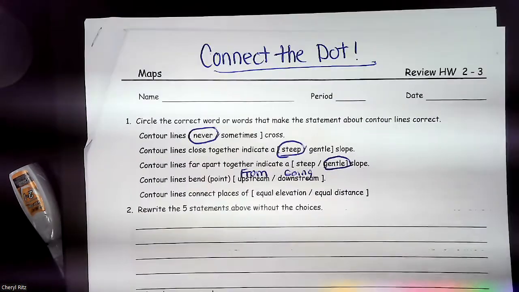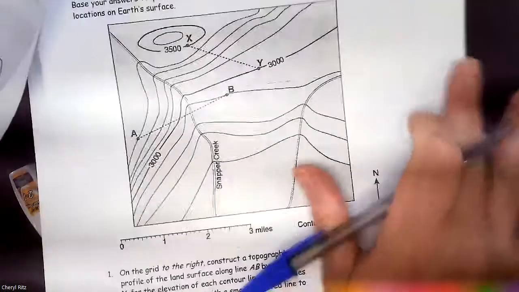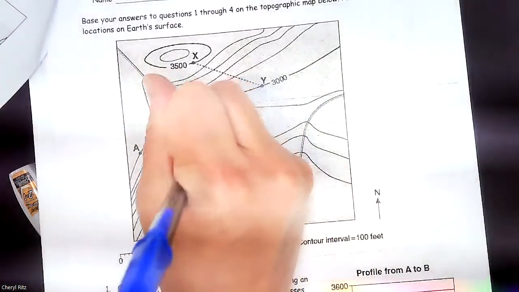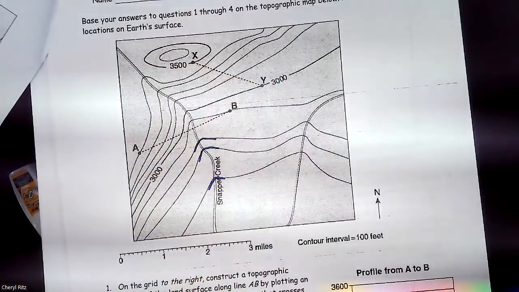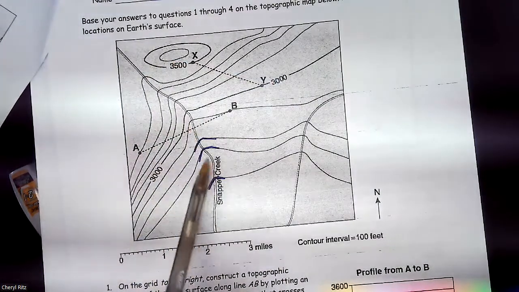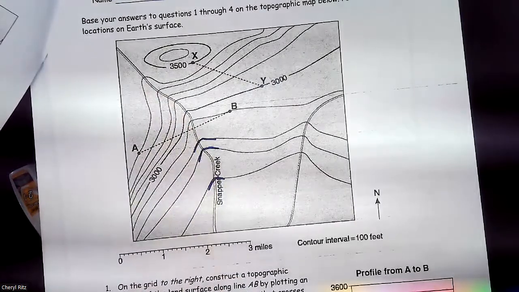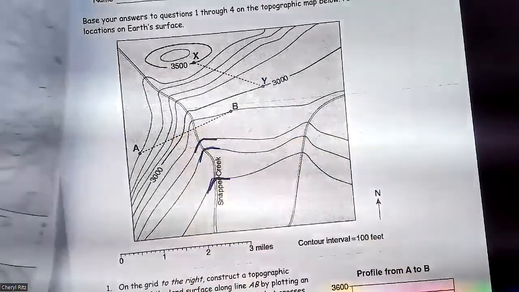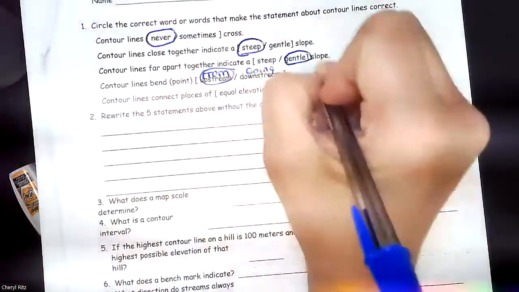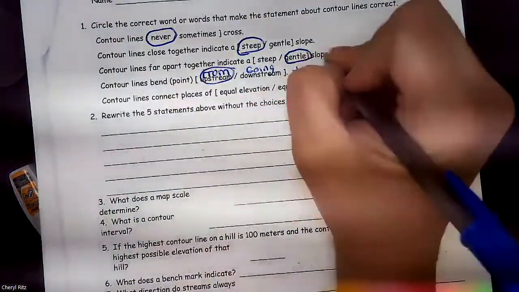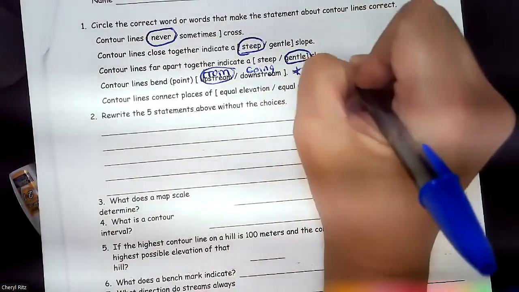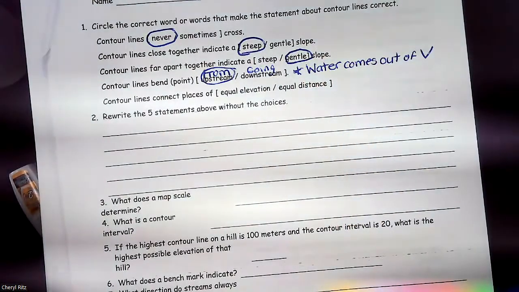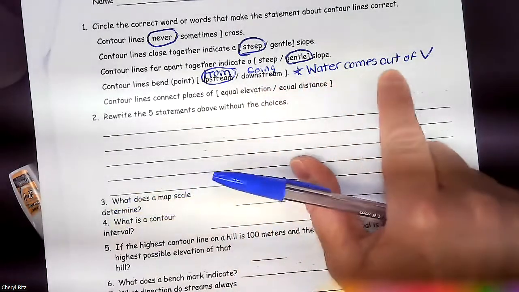Let me show you a picture of what I'm talking about. Here's a creek, Snapper Creek. See how these kind of bend? See how they make V's? Do they point to where it's coming from or where it's going? Yeah, they point to where it's coming from. The other thing to remember is the water comes out of the V's. I want to add that little note right there next to it: water comes out of the V.